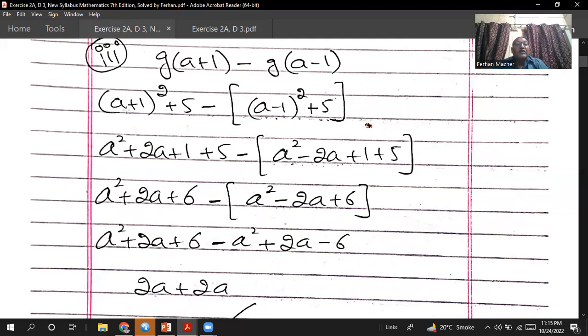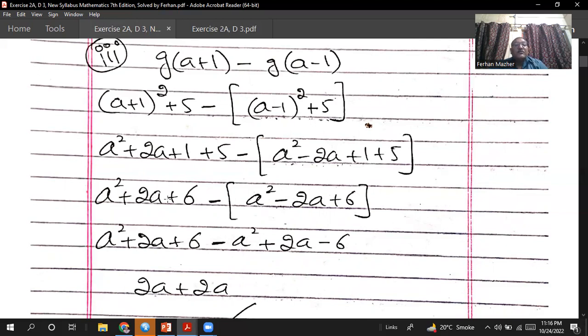So I will open it with the whole square formula. It will be the square of the first term plus 2 into first term and second term plus square of the second term. So that will be a square plus 2a plus 1 plus 5 minus square bracket. Then you will open this. This is a minus 1 whole square, so it will be a square minus 2 into first term into second term plus square of the second term. So it will be a square minus 2a plus 1 plus 5, square bracket closed.